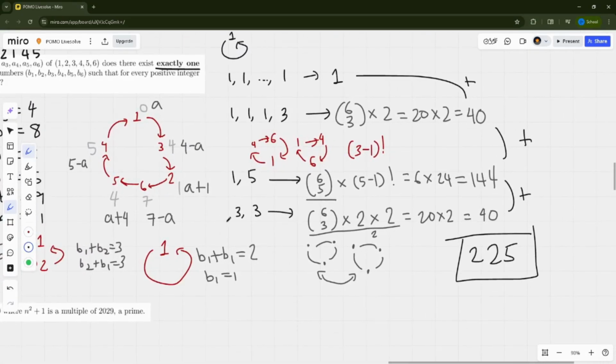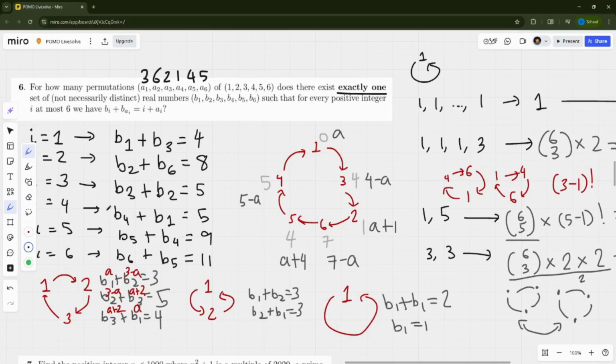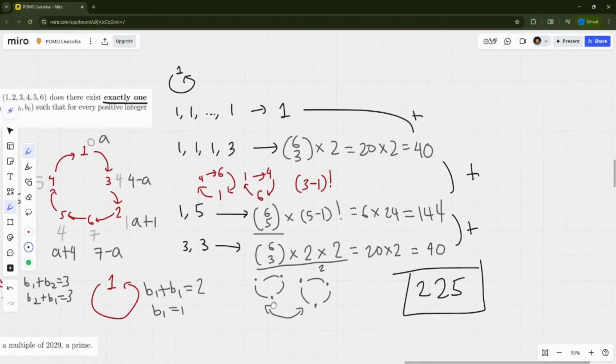So the main idea is to test out different things, and test out the structure as you see. If it's an even cycle, it won't work. If it's odd cycles, they generate a unique solution to the system of linear equations. So the answer here is 225.